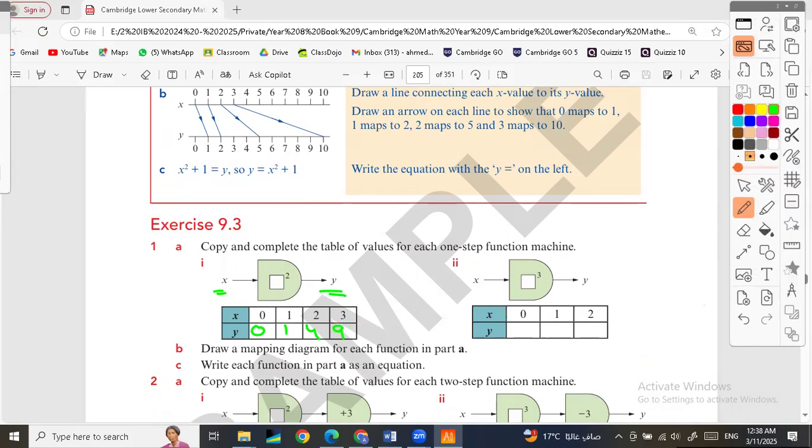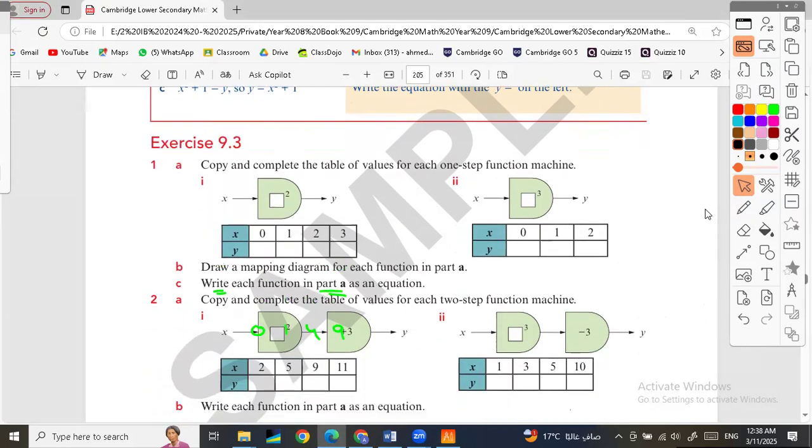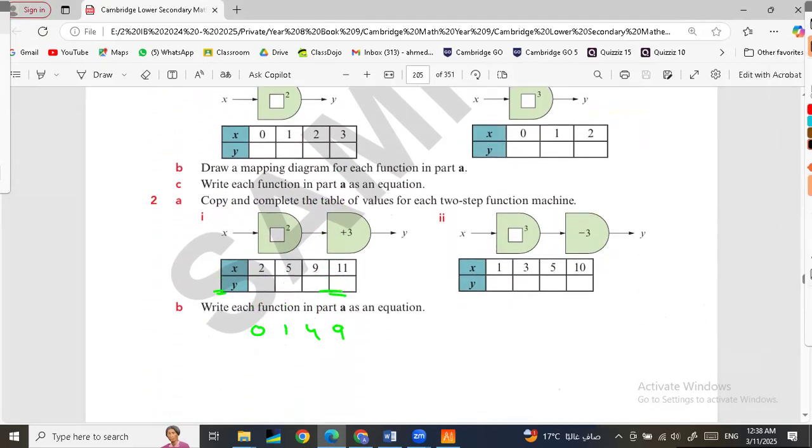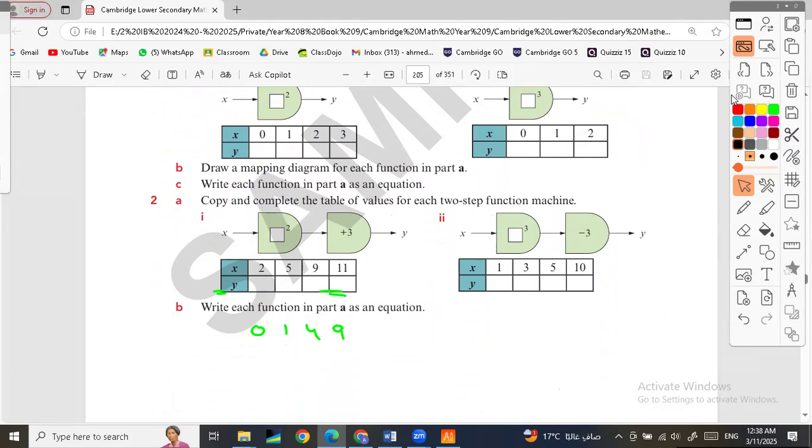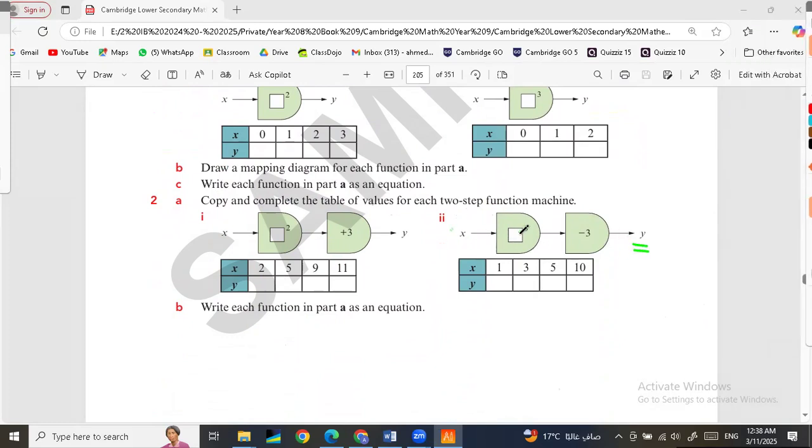But sometimes the function machine includes more than one operation, like this. Here, look at that. They're telling you the x. To get the y, what are we supposed to do in order to reach y? You cube the x, then minus 3. Then you get the y. So here, if I cube the x, which is 1 cubed, it becomes 1. Then minus 3: 1 minus 3 is negative 2. Now I've got the y.